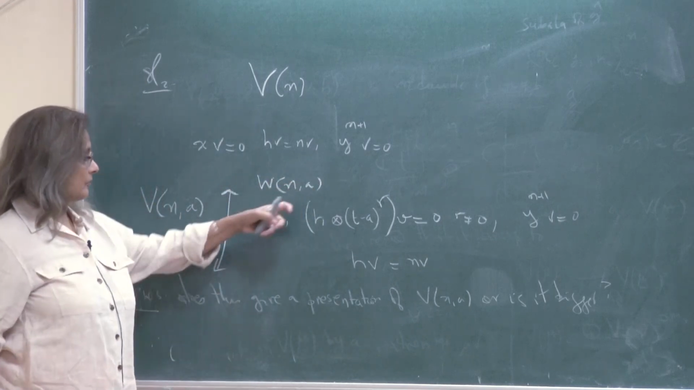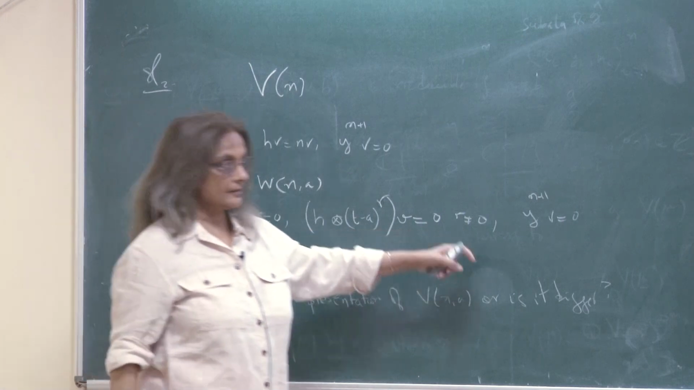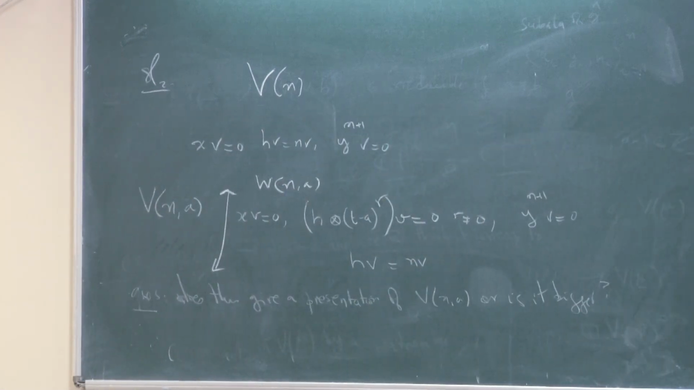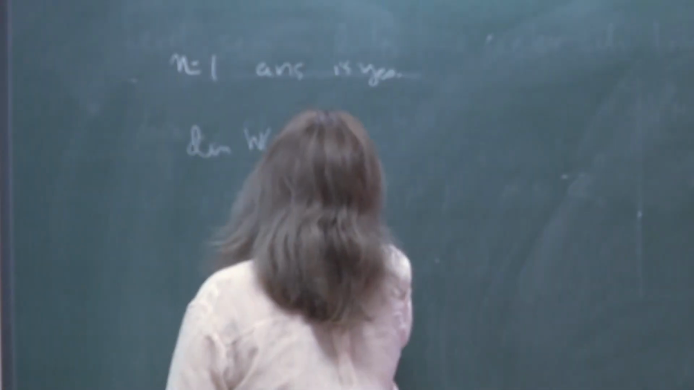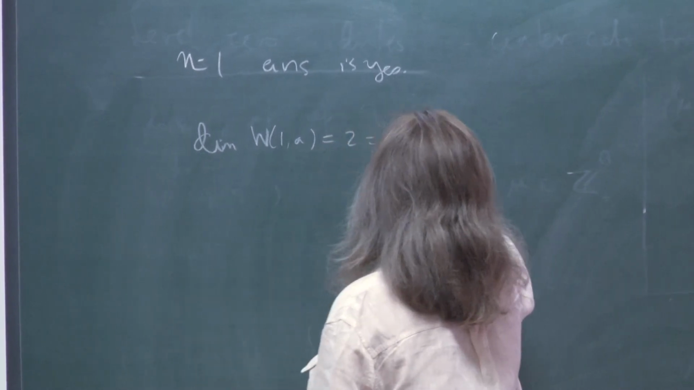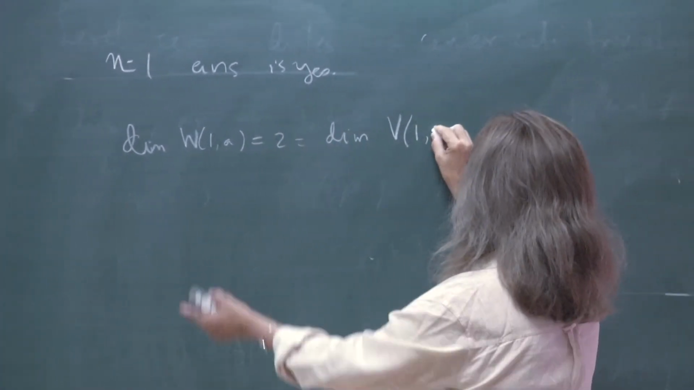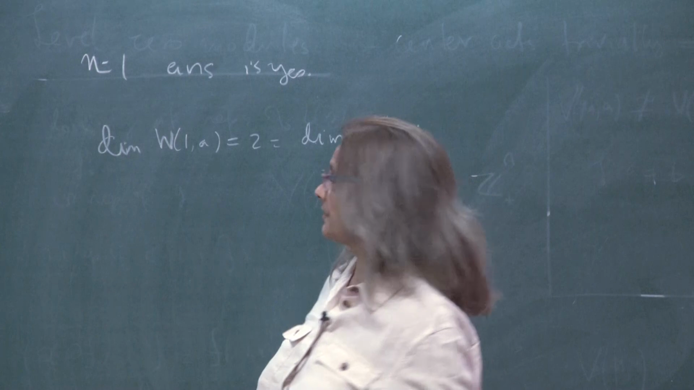So this is the module generated by an element V with all these relations. If n equals 1, one can just check that the dimension of W1A is equal to 2, equal to the dimension of V1A. This is a very small module, so you can do all calculations by hand.